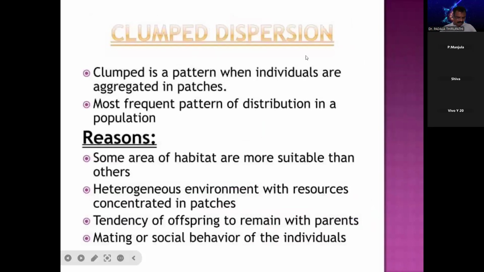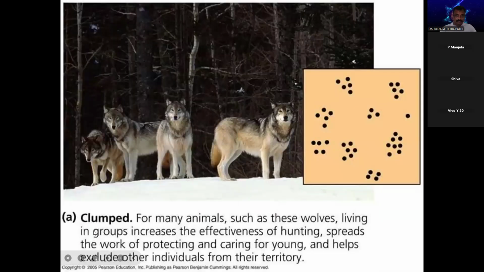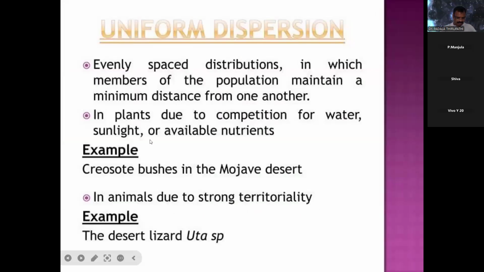In clumped dispersion, the individuals are aggregated in patches. So it is called clumped dispersion. An example for this is many animals such as wolves, which generally live in groups, which increases the effectiveness of hunting. This clumped dispersion is also helpful for these organisms mainly for hunting, sharing the work of protection and caring for the young individuals, and it also helps to exclude other individuals from their territory.